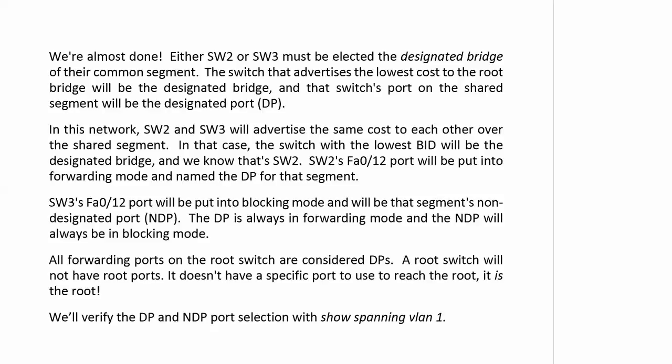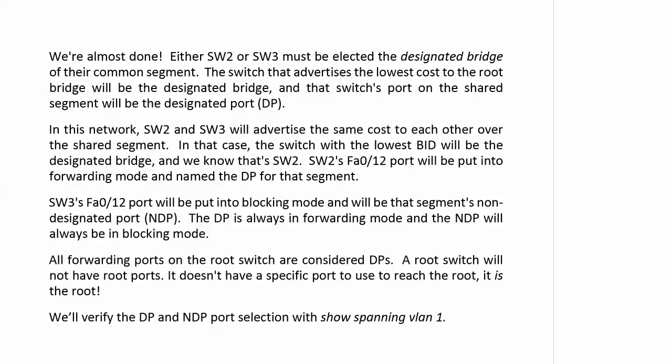Now, switch 2 or switch 3 has to be chosen as the designated bridge of their common segment, their little connection over there. The switch that advertises the lowest cost to the root bridge will be the designated bridge. And the switch's port on the shared segment will be the designated port, the DP. In this network, switch 2 and switch 3 are going to advertise the same cost to each other over the shared segment because they are both one port away, and that port cost is 19. So the port cost is the same. The cost is the same.